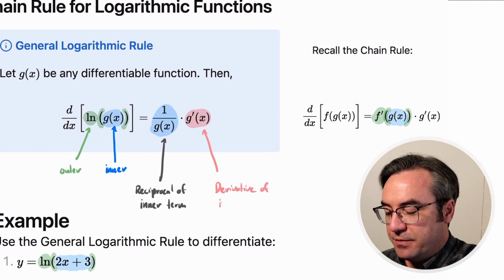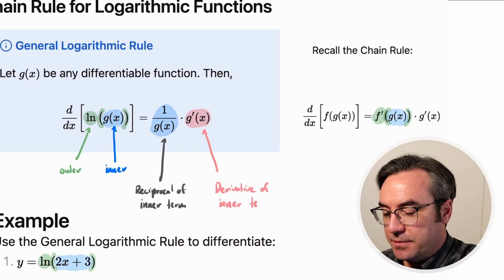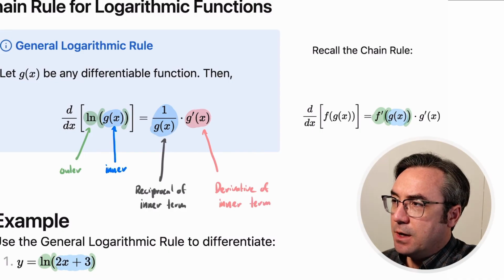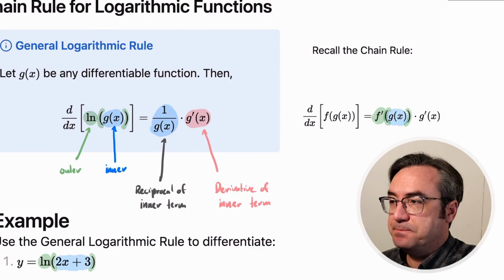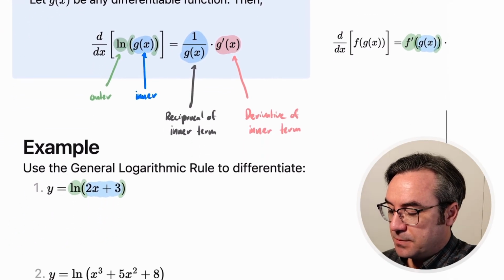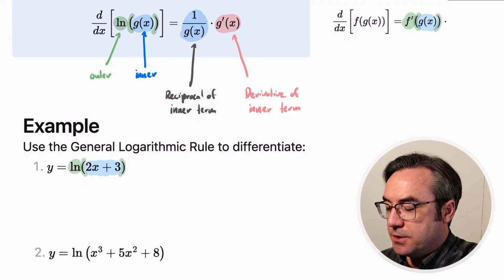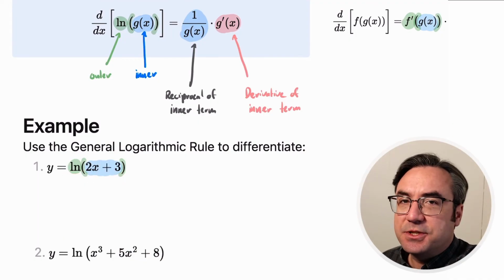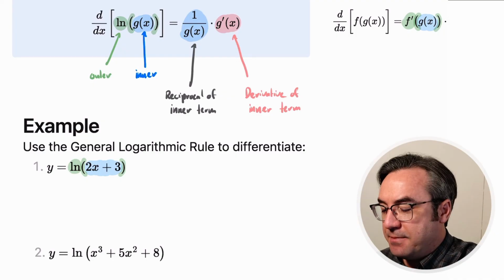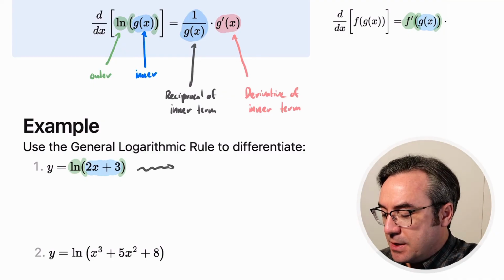So we have our derivative of our inner term right next door that we're multiplying by. All right, so let's try this out. So we'll keep that rule in view here. So we've got this natural log of 2x plus 3 function. So we're going to differentiate that with our chain rule.